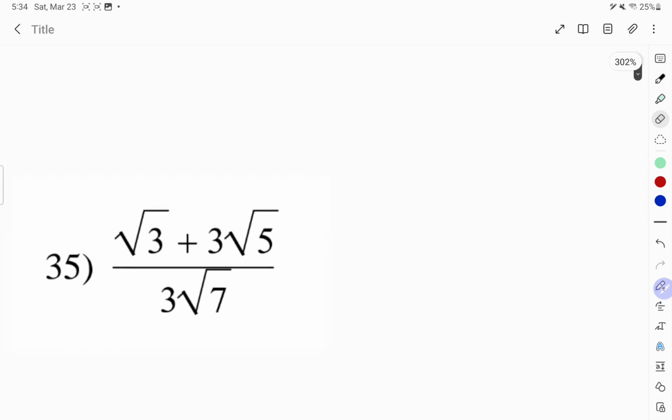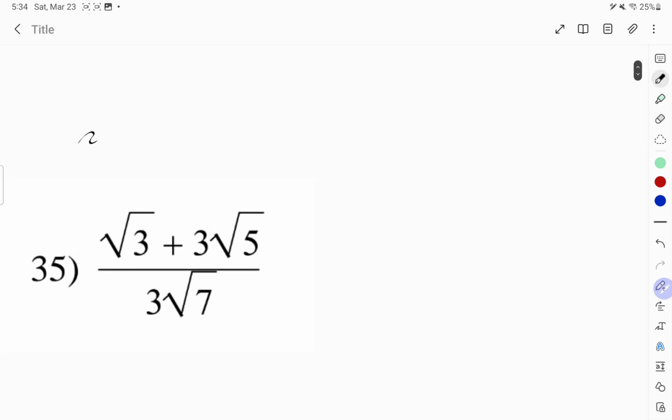Over here, this is a type 2 problem. We're still going to rationalize, right? So this is type 2. Now we have an operation on the top, so we're going to have to do the distributive method, okay? So we're going to have to distribute.